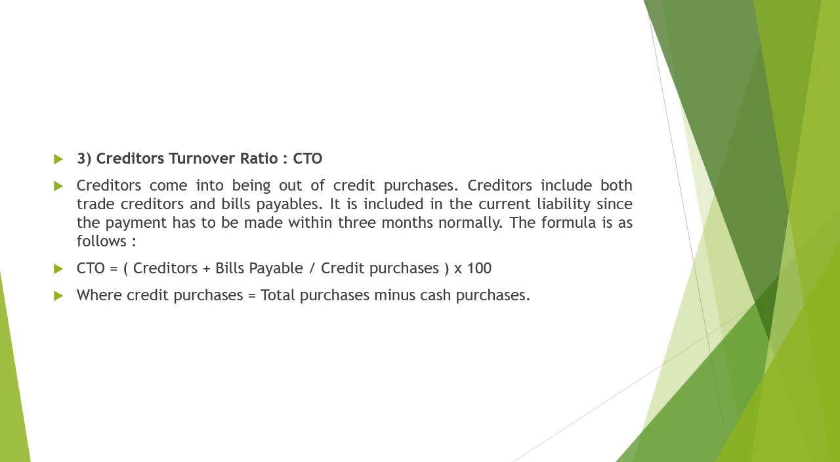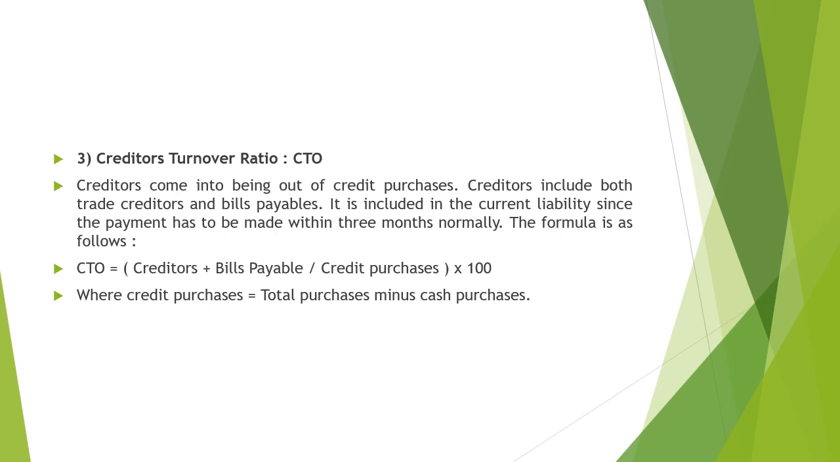So creditors plus whatever bills payable we have, divided by the credit purchase, into 100. Now credit purchase means whatever purchases you have done, from that you have to deduct the cash purchase. Suppose you have purchased for 5 lakh rupees, out of that you have already paid 2 lakhs, then the remaining is how much you have taken on credit. It's 3 lakh rupees. So the credit purchase will be 3 lakh.